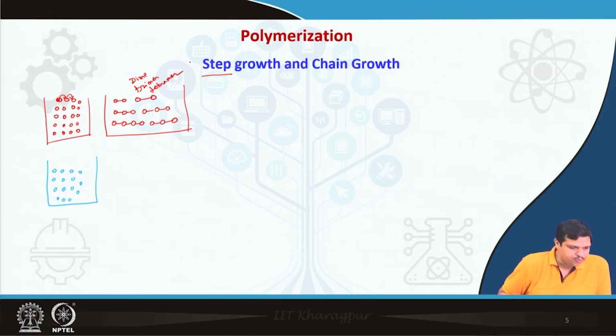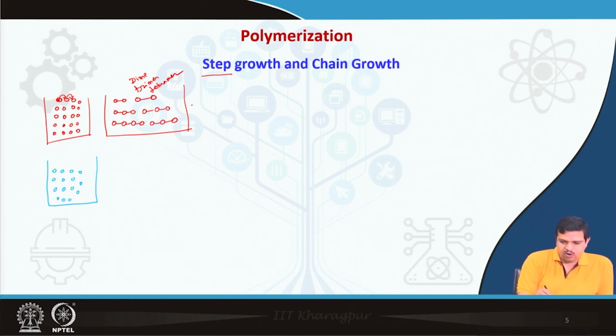Okay, here you see that all are equally reactive. Now I will come to the chain growth polymerization, where you have very reactive centers, this may be a propagating site or monomers or an activated monomer. But in the step growth polymerization, all are equally reactive.